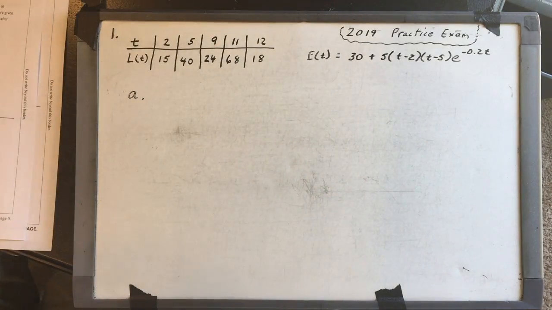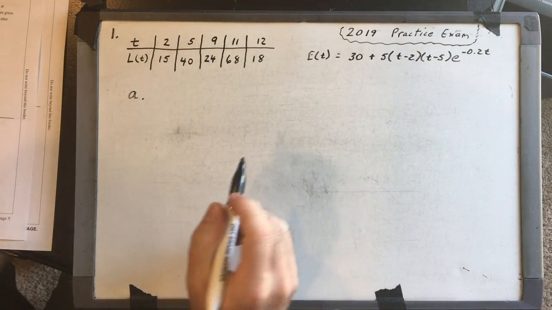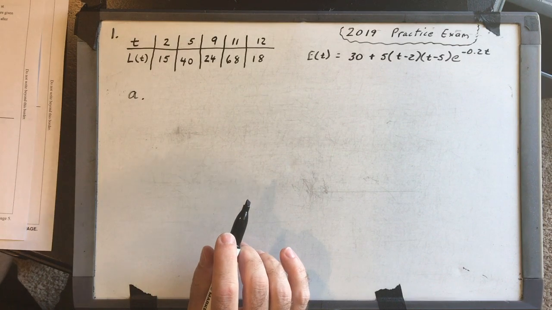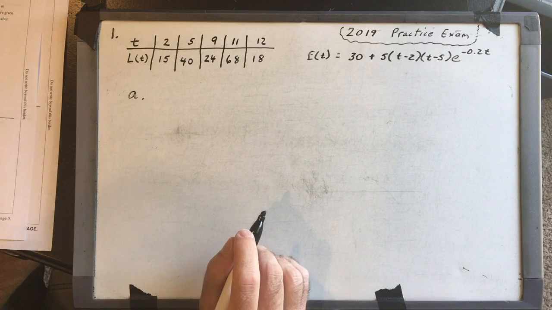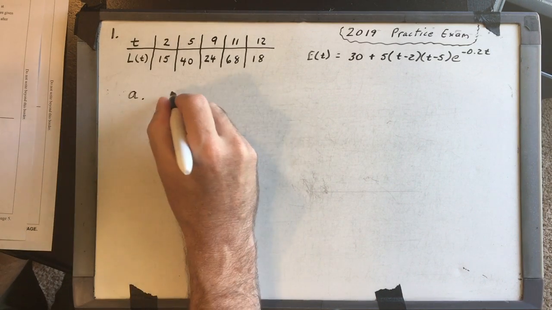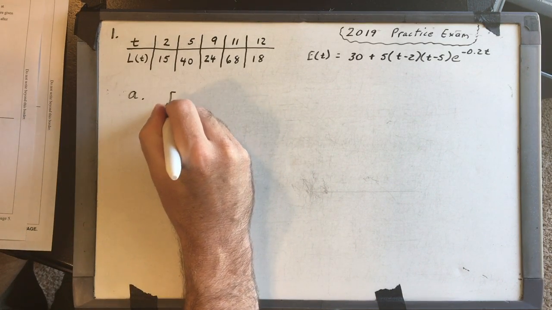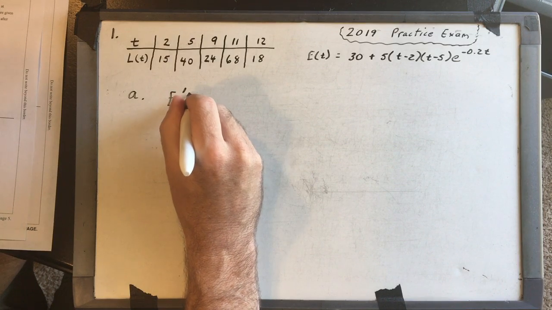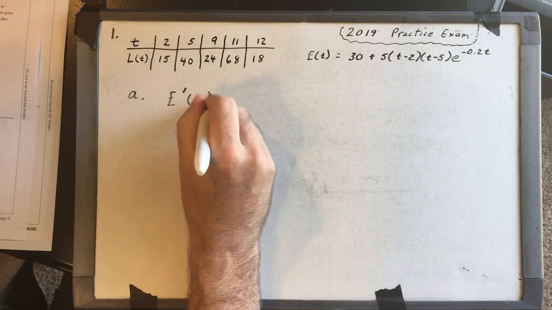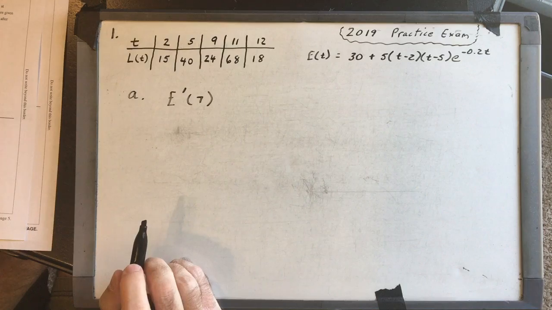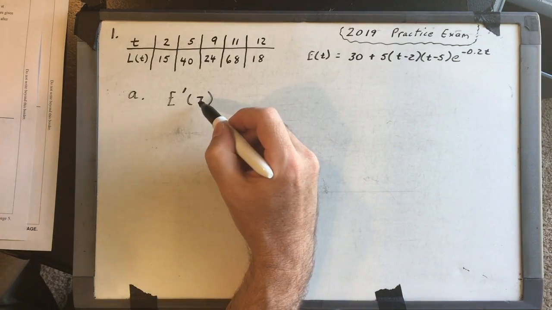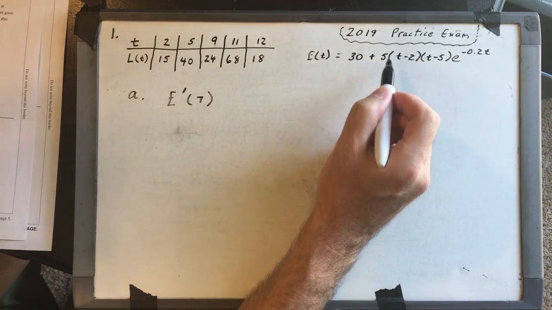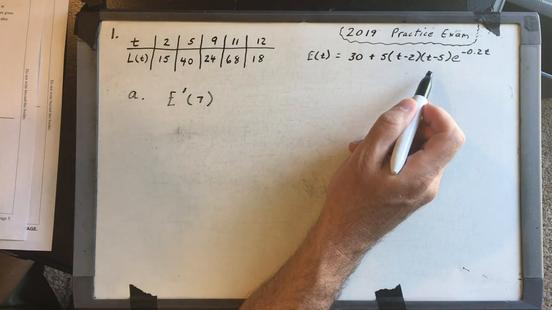So what you would do, since this is the calculator portion of a normal AP Calculus test, if you want rate of change, you've got to take the derivative. So you would find E prime of 7. Okay, so in the 2020 test, they could absolutely ask you one like this, but they would give you an easier function to take the derivative of by hand.